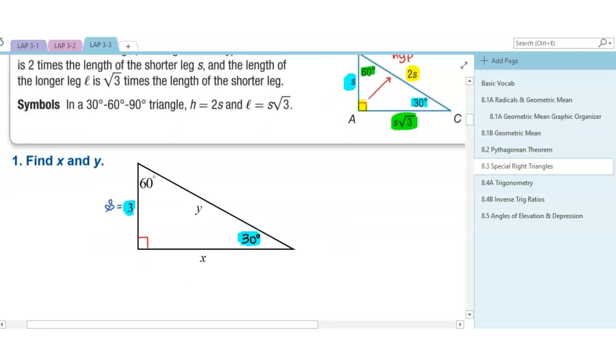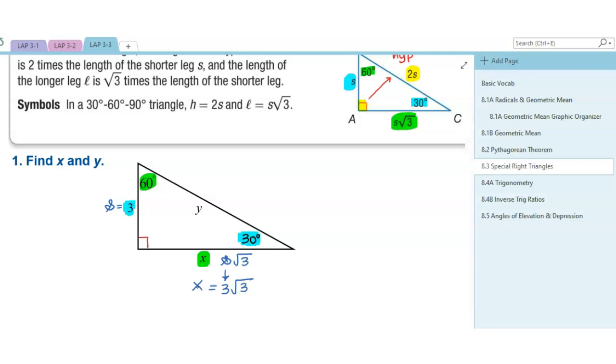Now, if I want to find the side that's opposite the 60 degrees, it's just going to be S times root 3. Whatever S is, I'm just going to multiply that by root 3. Well, S was 3, so X is going to be 3 root 3. And that's it. I didn't have to use the Pythagorean theorem. I didn't have to do anything. I just have to look at the special relationships that it has and substitute the values that are known to find the unknown.